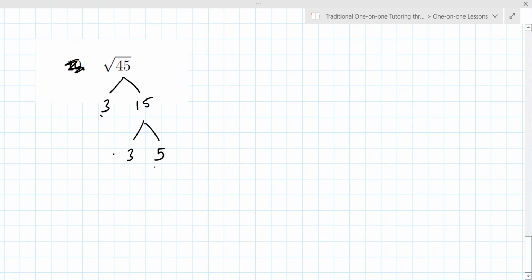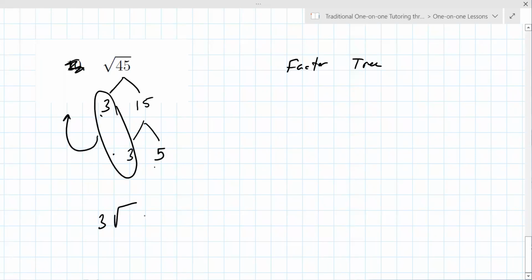There's words for this, like these are the leaves, these are the branches. You need to make what's called a factor tree. Okay. And you know you're done when they're all prime numbers on the outside. Now, because there's a pair of 3s, you bring a 3 out. So it's 3 square root. What's left over? 5. Okay. All right. So let's look at another one here.